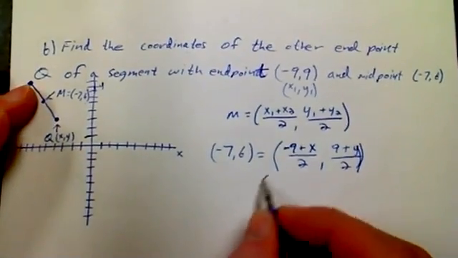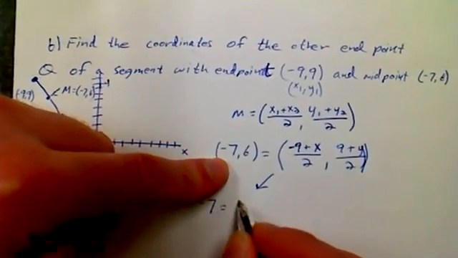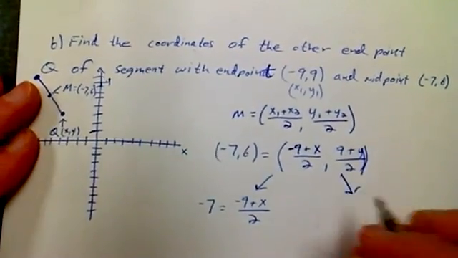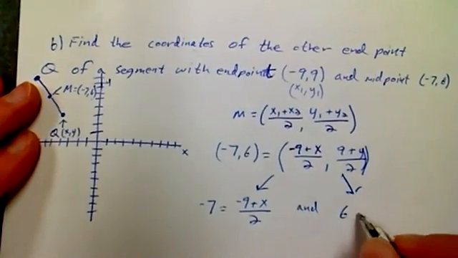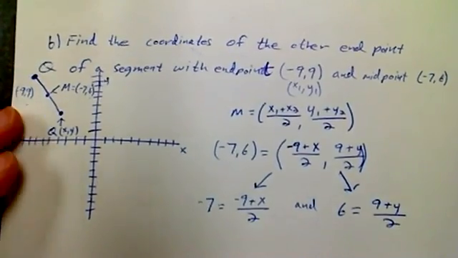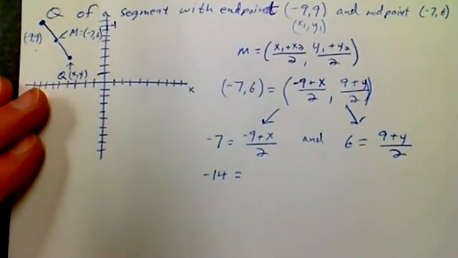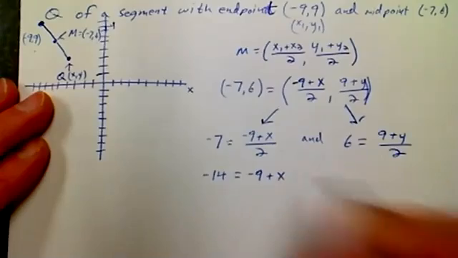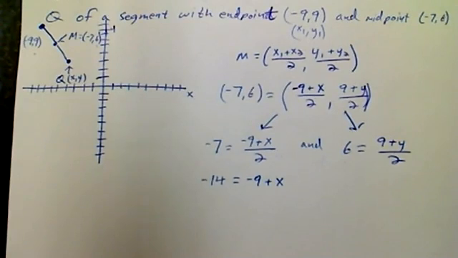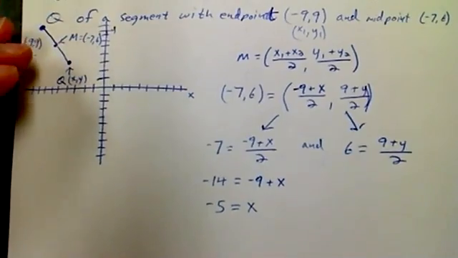So really we get two equations you could think about. For the x, we know that -7 is equal to -9 plus x over 2. And we also know that 6, this is for the y, is equal to 9 plus y over 2. So I have to solve these. -14 is equal to -9 plus x. I just multiplied both sides by 2, and then I add 9 to both sides. If I add 9 to both sides, then what I'm going to get is -5 is equal to x.